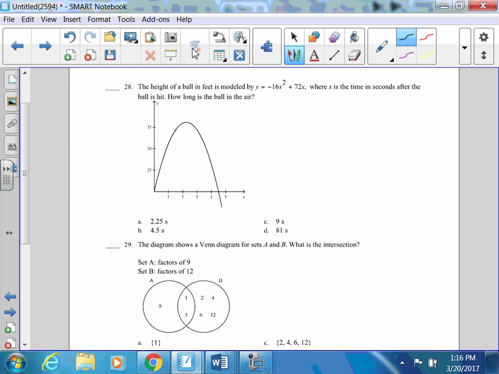The question is, how long is the ball in the air? When will it reach the ground? So if you look here, that's when it reaches the ground. And right there would be 4.5 seconds. So that'd be your answer.